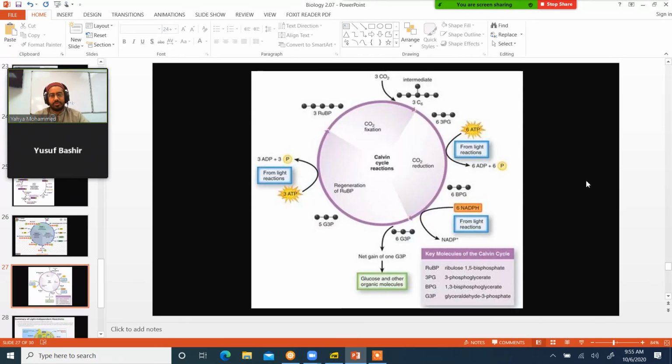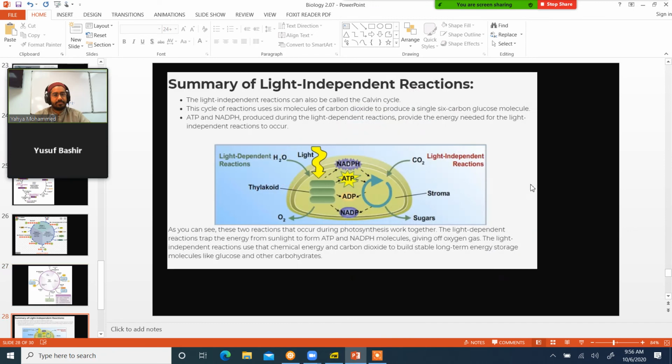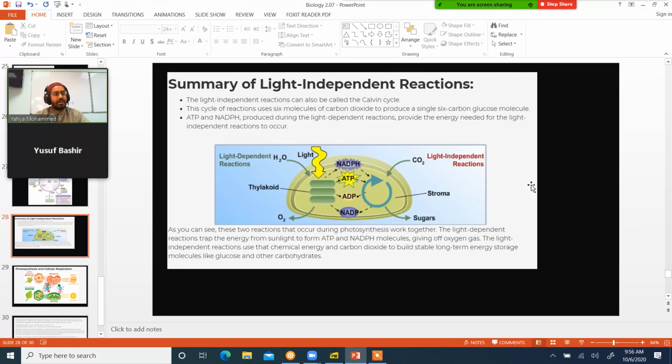This is showing you the same kind of thing. Remember those ATPs and NADPHs, they came from the light reaction. All right, so that's basically the light independent reactions. So the idea was that in the beginning, on the left, we had the light dependent reactions.